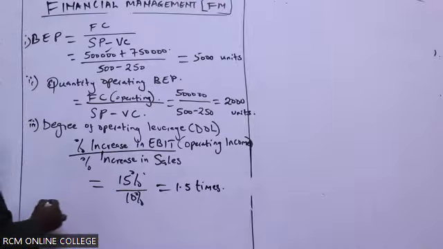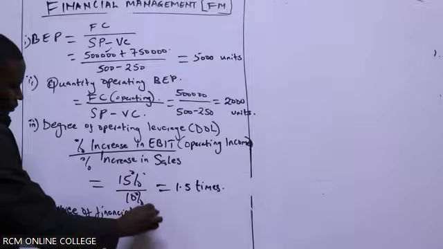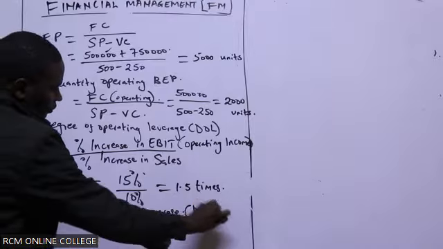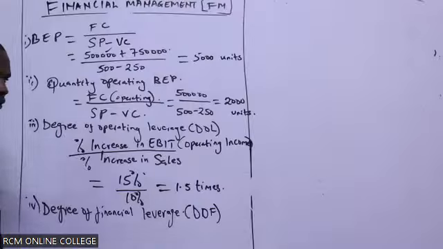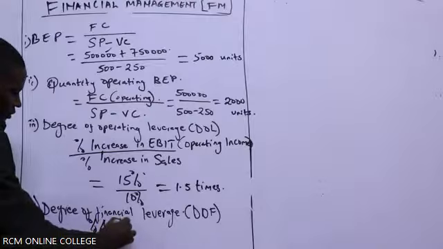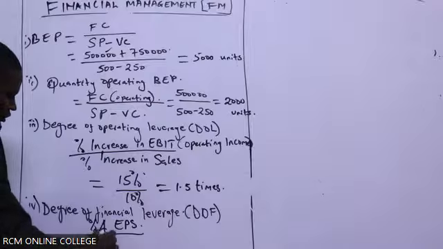Good. Then we go to the next one, Roman number 4. It is degree of financial leverage. Degree of financial leverage, DFL. So for the degree of financial leverage, we just have to use the formula. The percentage change in EPS over the percentage change in what? EBIT. Percentage change in EBIT.